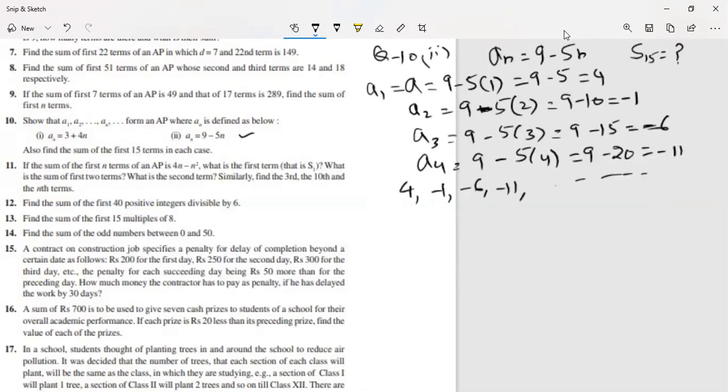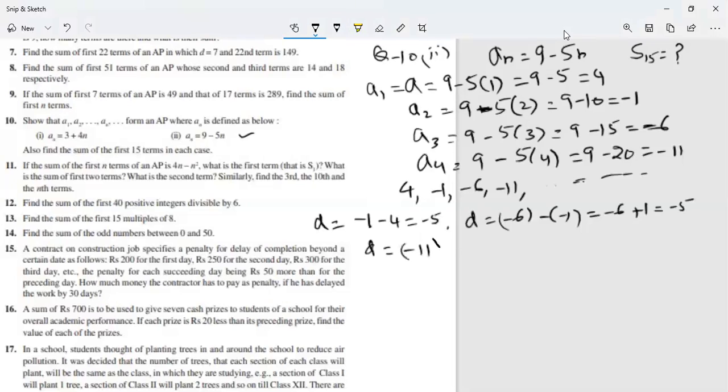This is a sequence. To check whether it is an AP or not, we will check the common difference. Second term minus first term, minus 1 minus 4, is minus 5. Then again, minus 6 minus minus 1, so minus 6 plus 1, is minus 5. Then fourth term minus third term, minus 11 minus minus 6, so minus 11 plus 6 is equal to minus 5, and so on. Therefore, it's an AP.